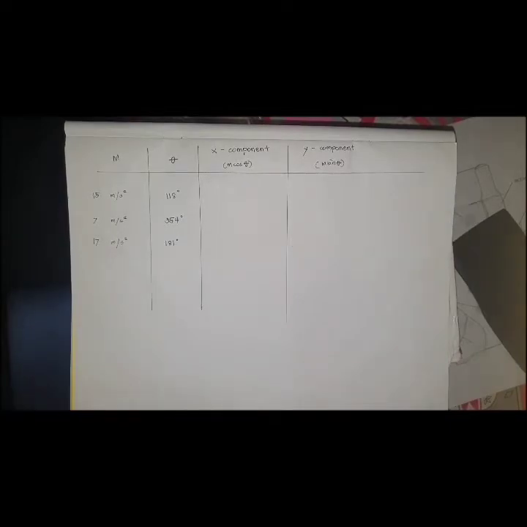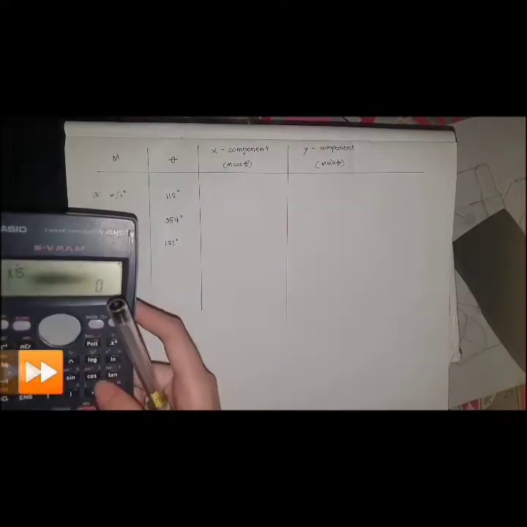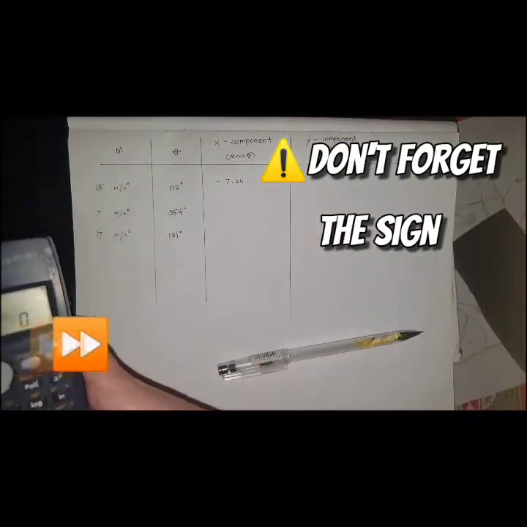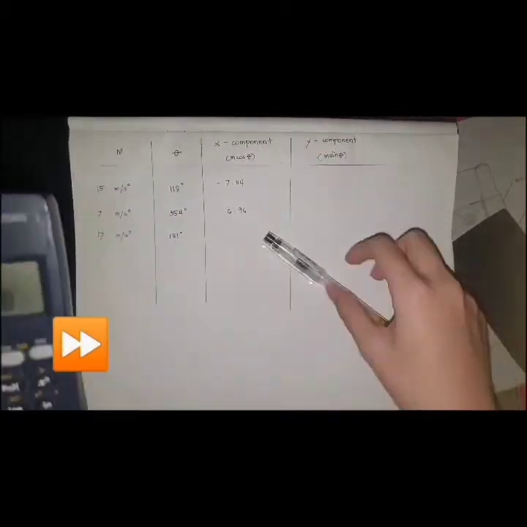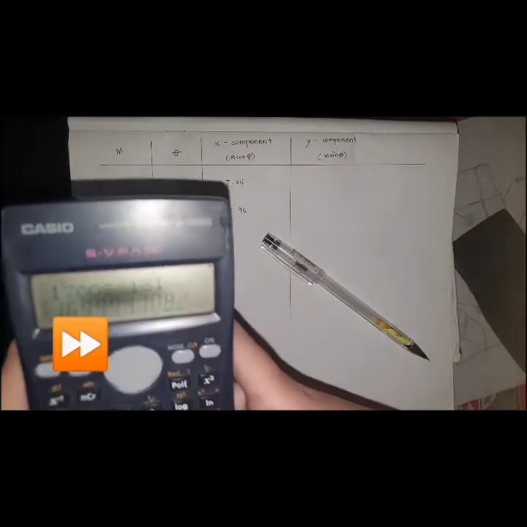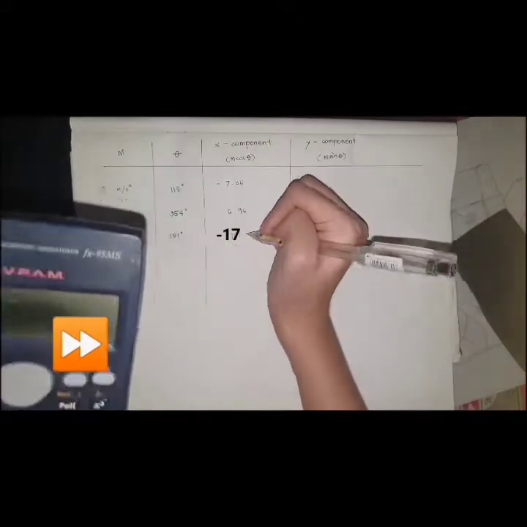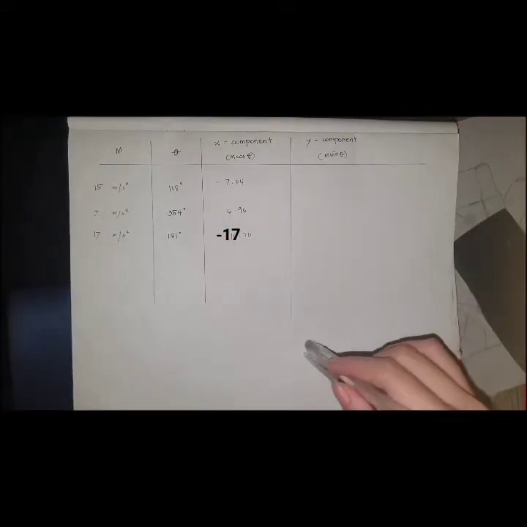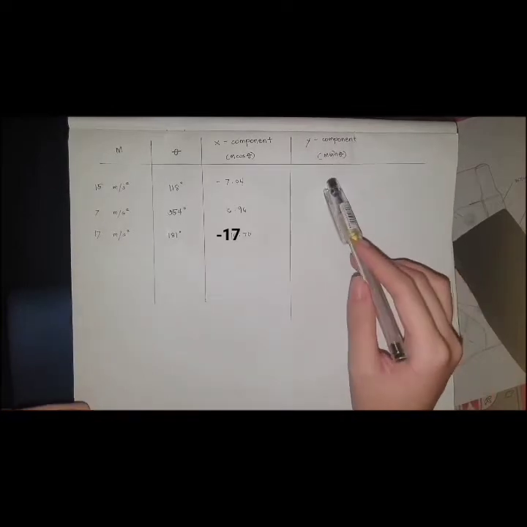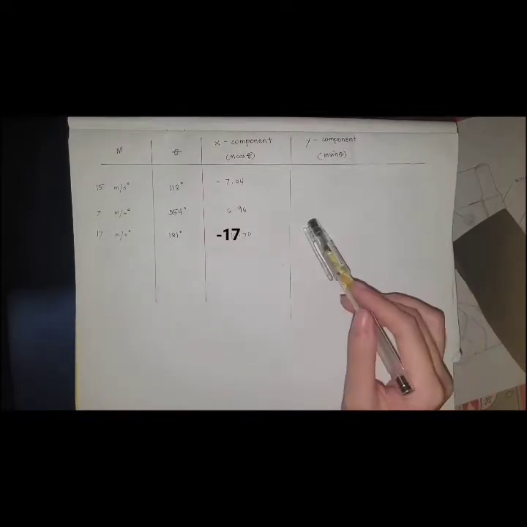So we're gonna start with the first one. 15 times cosine of 118 equals negative 7.04. Next one, 7 times cosine of 354, 6.96. 17 times cosine of 181, negative 17. So next, let's get the y component, which follows this formula.